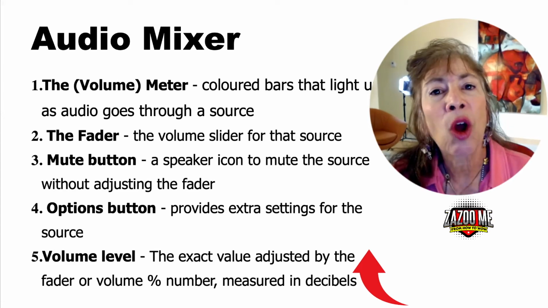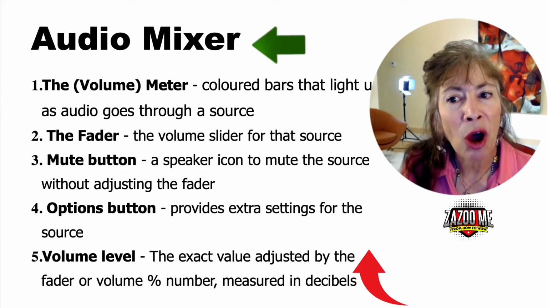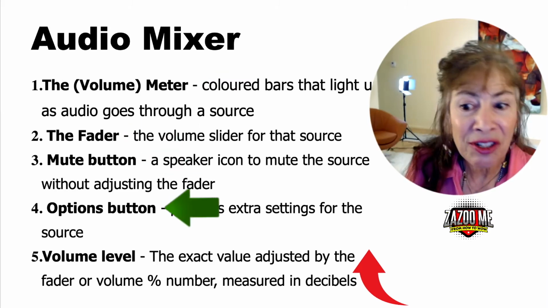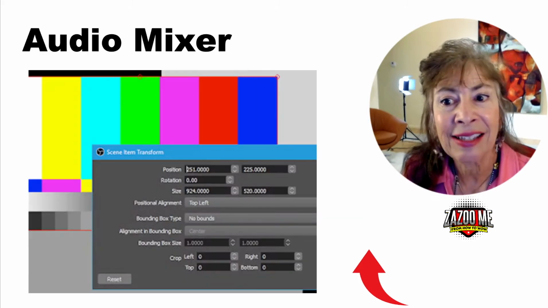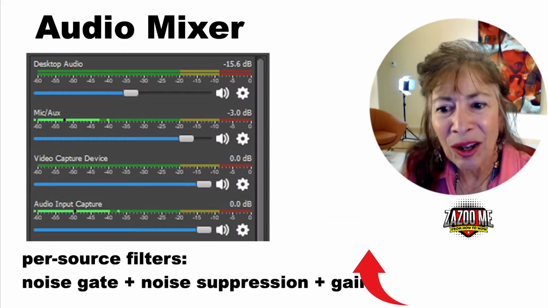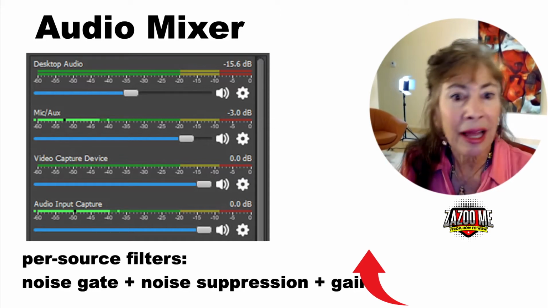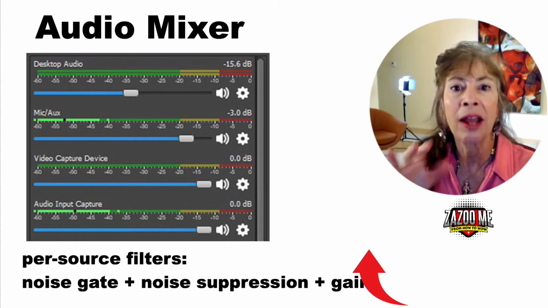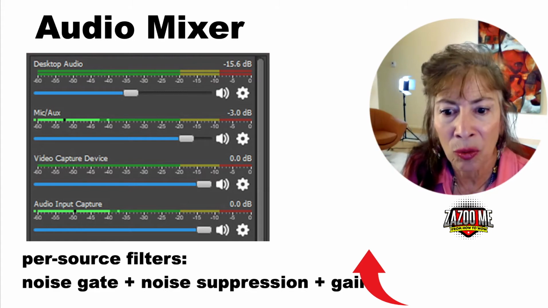OBS also has an audio mixer, and the features from the audio mixer are a volume meter, a fader, a mute button, options button, volume level. There are so many things that you can do with the audio mixer, and this is what it looks like. Here is a zoomed in close-up where you can see that you can literally choose what it is that you want the audio to be, lower or higher or deeper or whatever it is that you want to do with your audio.